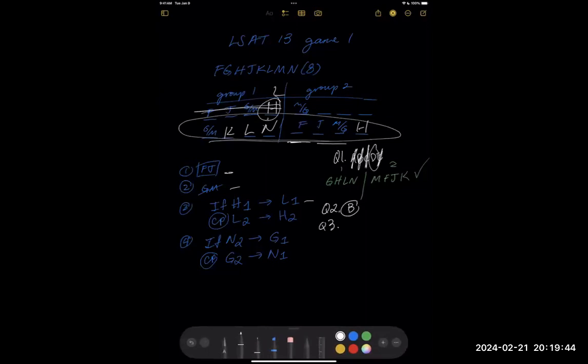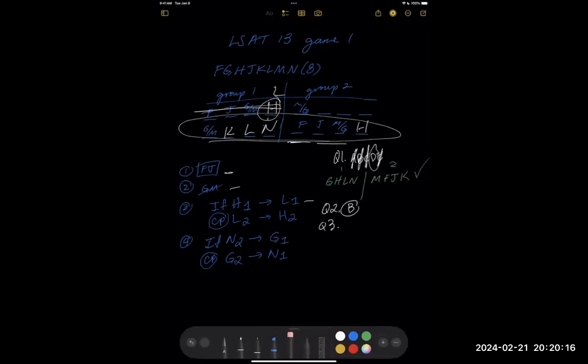I do know that if G is in group 2, then N has to be in group 1, but N is already in group 1, so we don't really have to worry about rule 4. We can switch G and M back and forth. That's totally fine. Does J have to be in group 1? No, it actually can't be. Does K have to be in group 1? Yes. Does L have to be in group 2? No, it can't be. It has to be in group 1. And M in group 2, no, it could switch back and forth.